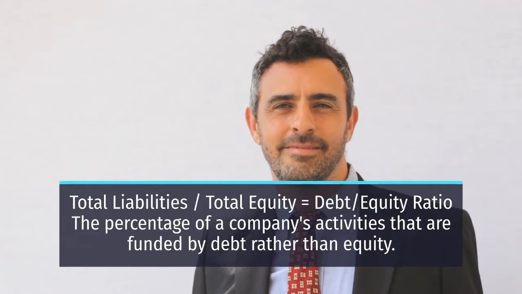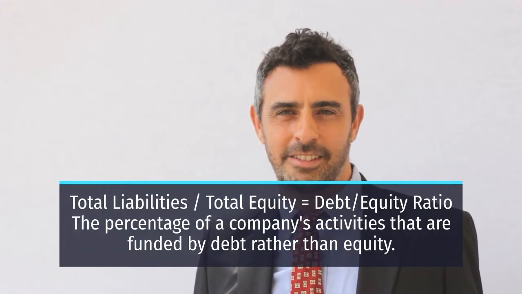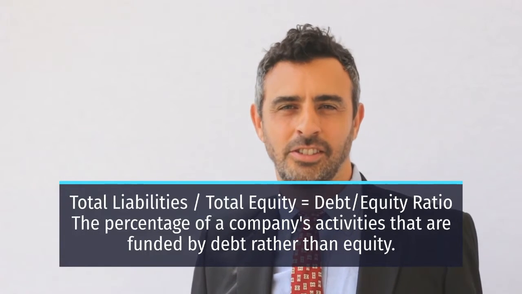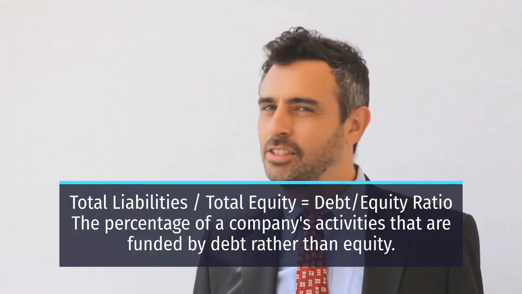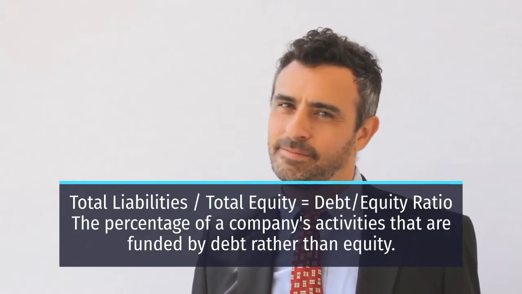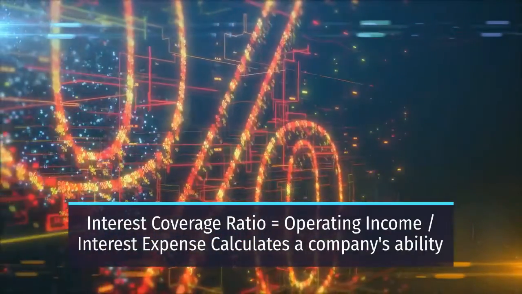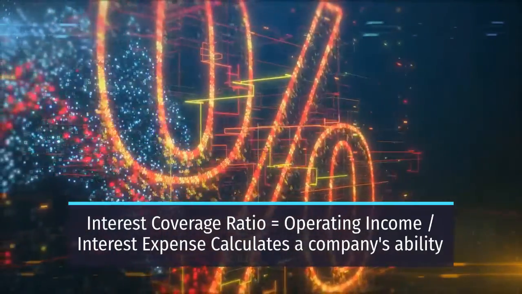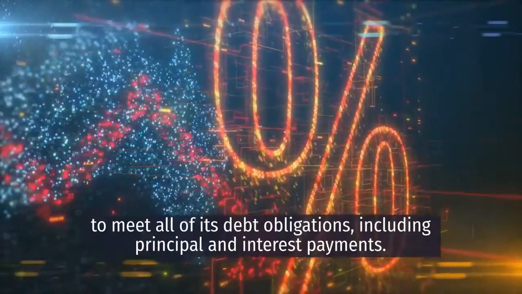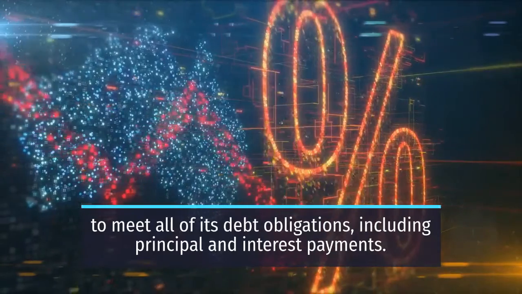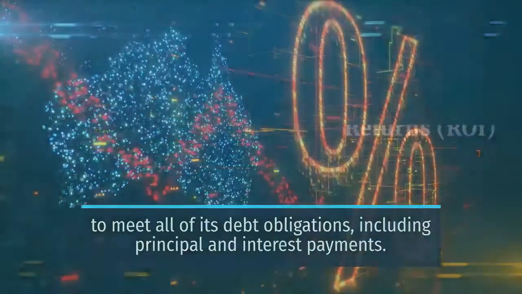Total liabilities divided by total equity equals debt-equity ratio. The percentage of a company's activities that are funded by debt rather than equity. Interest coverage ratio equals operating income divided by interest expense, and calculates a company's ability to meet all of its debt obligations, including principal and interest payments.